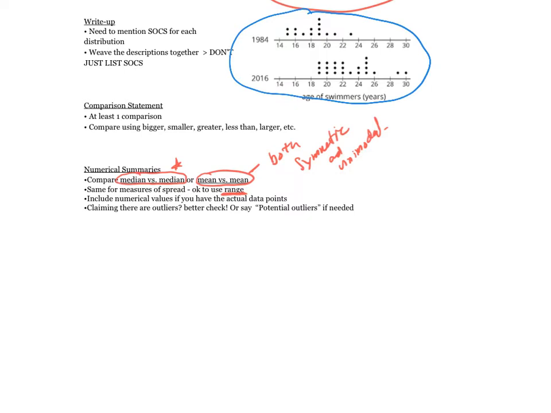And then claiming there are outliers, you better check, or it's always safe to say there are potential outliers. Okay, like on this graph right here, you might call those potential outliers. Don't ever call something an actual outlier unless you're 100% sure and you've done the calculation. On the AP test, if you call something an outlier and it isn't one, they will subtract points. But if you call something potential outliers and it isn't one, you're fine. So sometimes we want to make kind of vague statements so that we don't box ourselves into a corner.